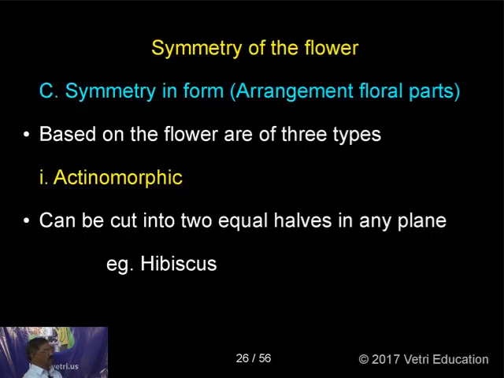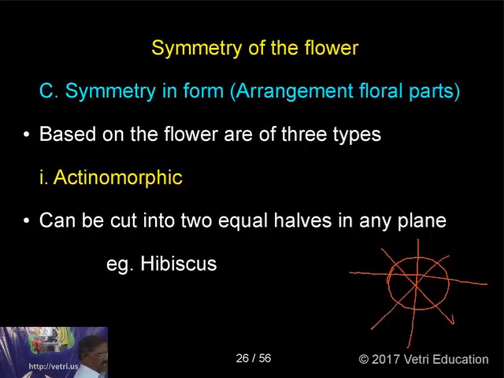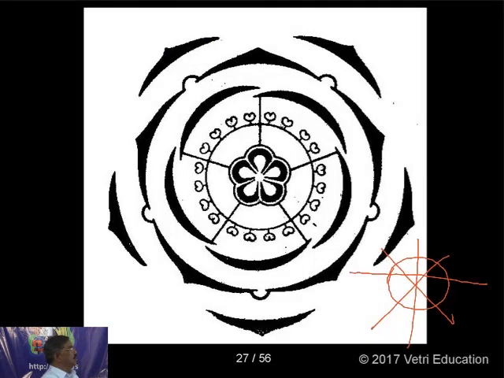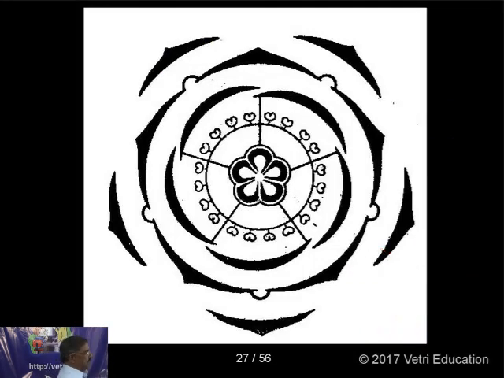Based on the flower, there are 3 types. One is called the actinomorphic condition. When you take a flower and cut it into 2 equal halves in any direction, if you cut this way, you get 2 parts, if you cut like this, you get 2 parts. Like this only, you should get 2 equal parts. That is called the actinomorphic condition. Example, hibiscus.